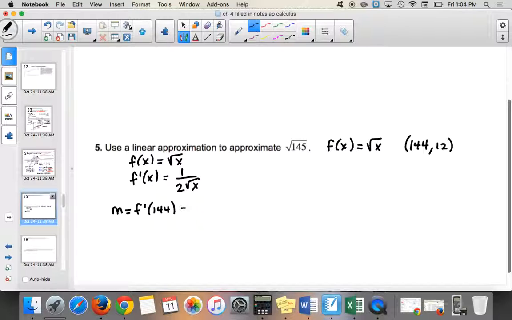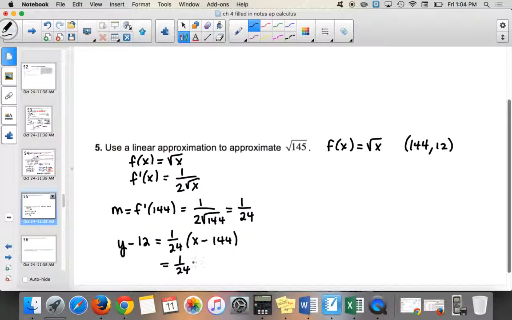Yeah, it's very flat. 1 over 24, I agree. Our slope, our point is 144, comma, 12. So we plug it into our point slope form, and we simplify to get the linear approximation. So we're going to have 1 over 24x minus... Ian, are you ready for it? 144 divided by 24? 6.